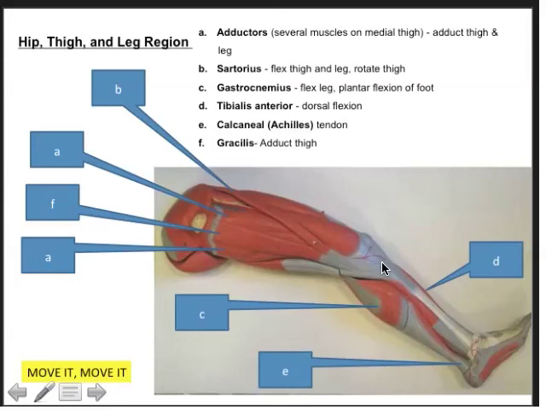And we can also see the adductors, this group of muscles here, indicated by A. What they do is they attach from the pubis to the medial border of the femur, and they help to adduct the leg, bring it back towards midline as well.